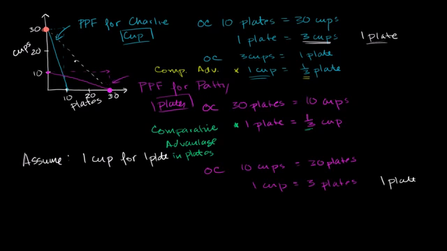So Charlie could trade 15 cups for 15 plates, and obviously Patty would be trading 15 plates for 15 cups. And they would both be able to get right over there, which is a situation that was unattainable left to their own production possibilities. So hopefully you found that interesting, that by specializing, they could get these gains of trade, and they specialized in their comparative advantage.